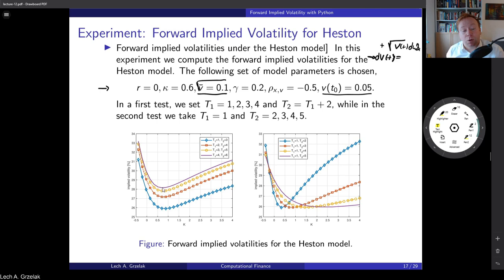In the numerical experiment, we will change this parameter, so we'll make sure that V0 and V bar are the same. And then I would expect that the shape and level stay roughly the same.